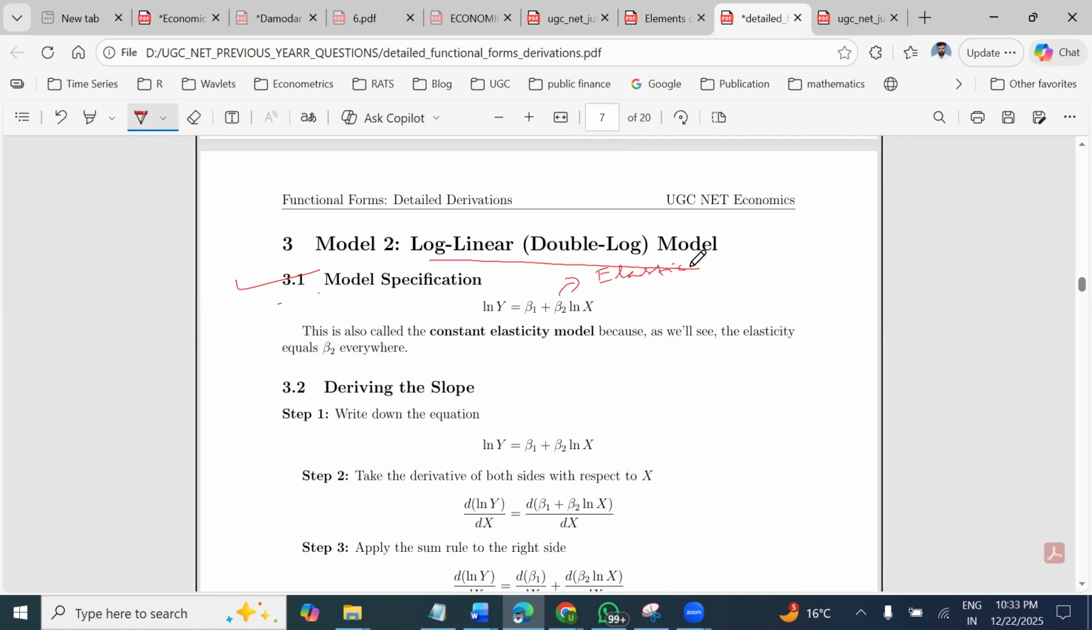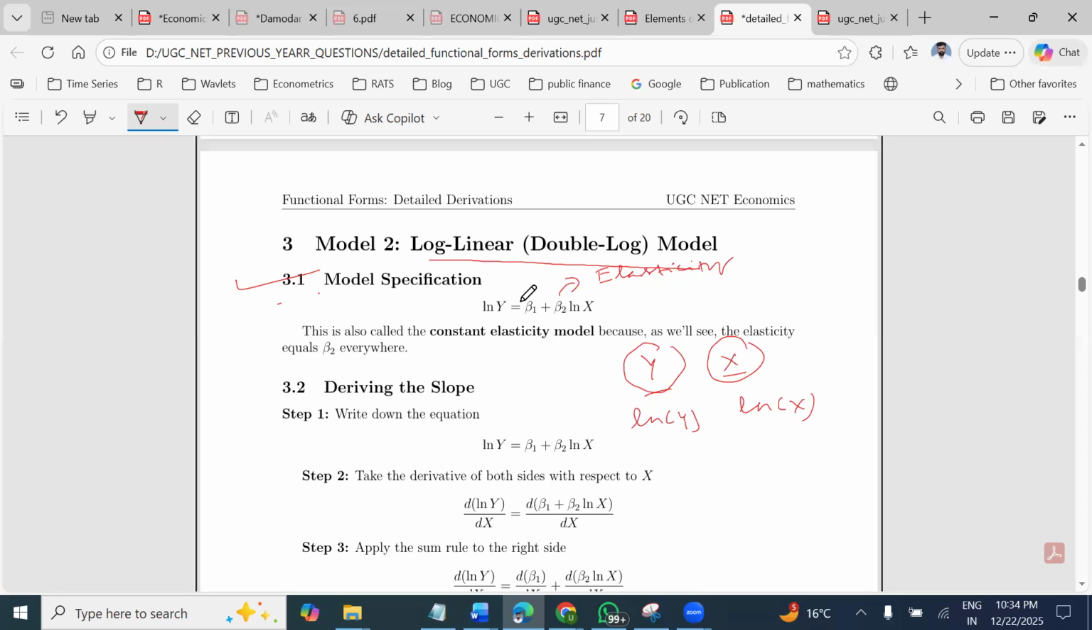Okay, directly. Suppose y is given to you, x is given to you. You don't have to calculate elasticity by applying a special formula. You have to be tension free. Just convert y into ln y and x into ln x, then run the regression.